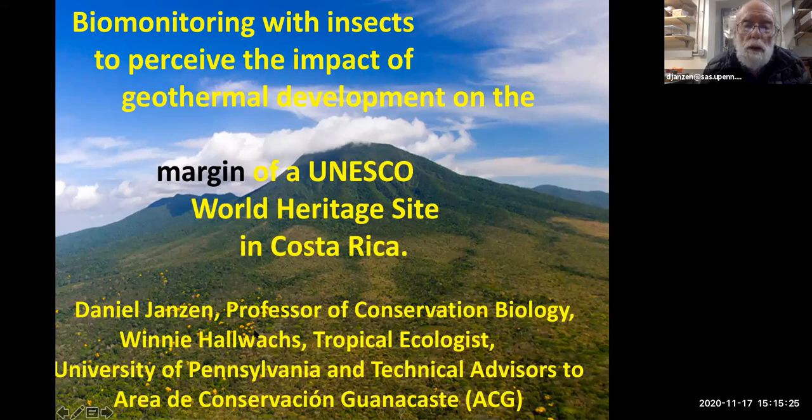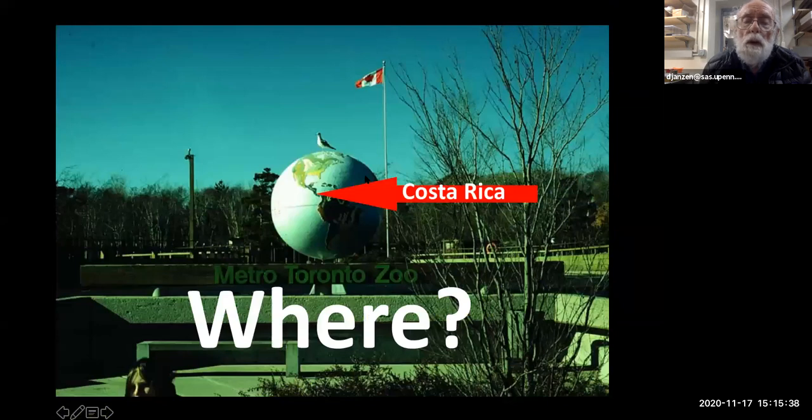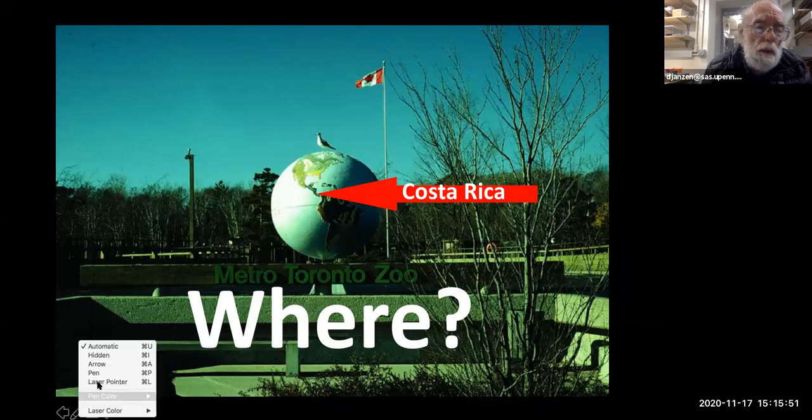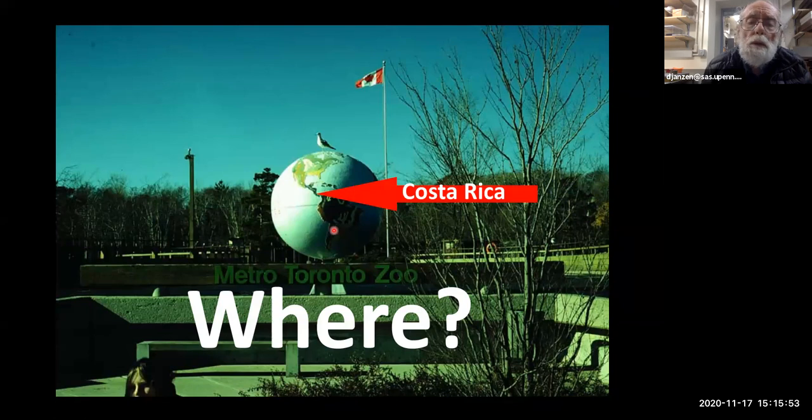Now, our names are down here, but that doesn't matter. That was just required. But the point is, this is on the margin of a World Heritage Site in Costa Rica in this case. Now, this is to an audience from all over the world. And so I have to start by pointing out where this is taking place. So here's Costa Rica right there. Just a minute, let me get my little pointer down here. There's Costa Rica right there. You have to remind people where it is.